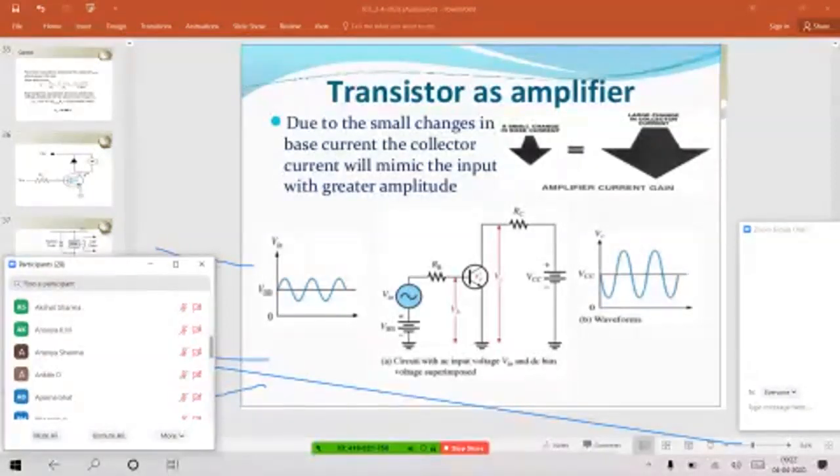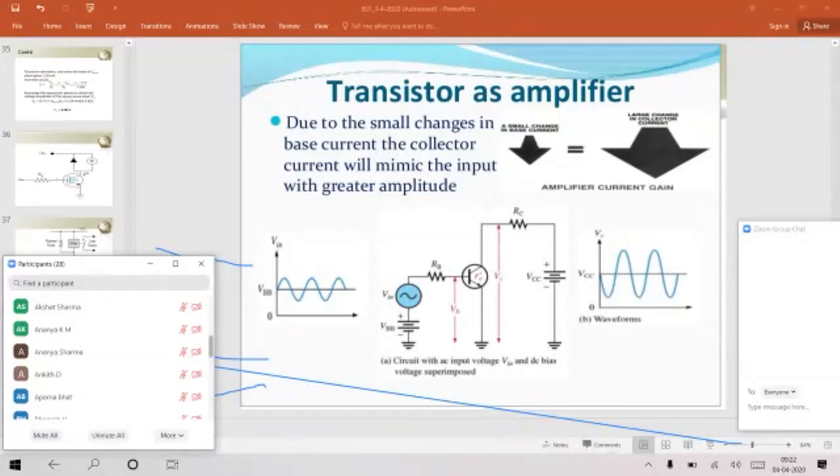So three points you have to remember: cutoff, saturation, and active region. Switch means on and off, cutoff and saturation. You have to operate your transistor there.